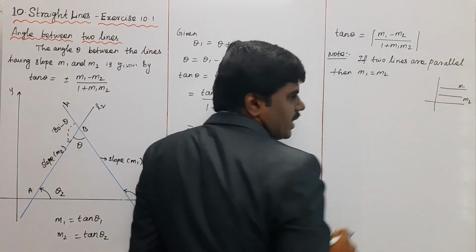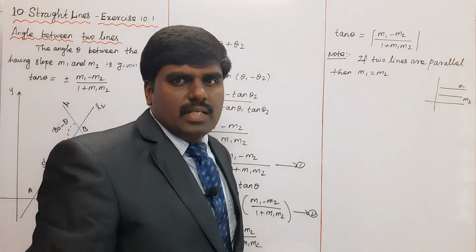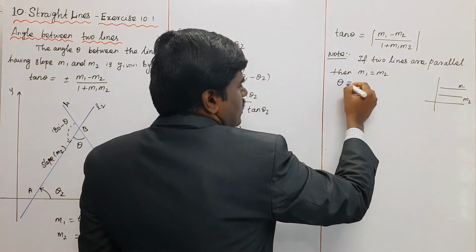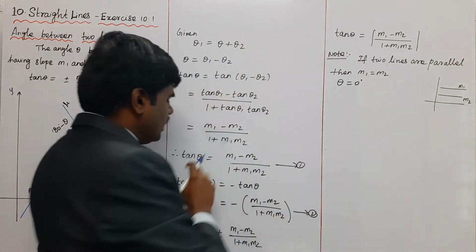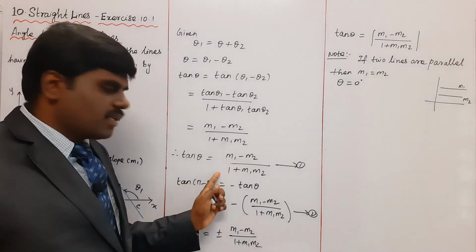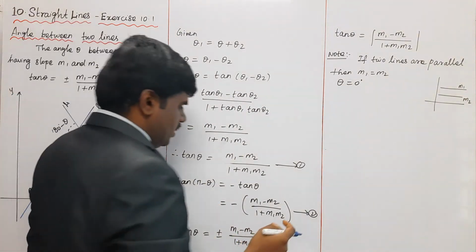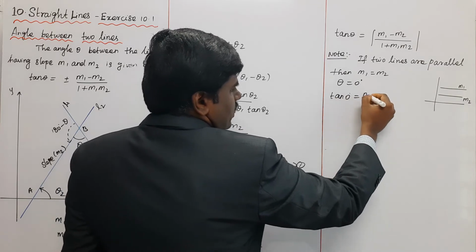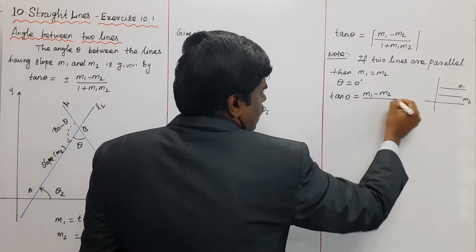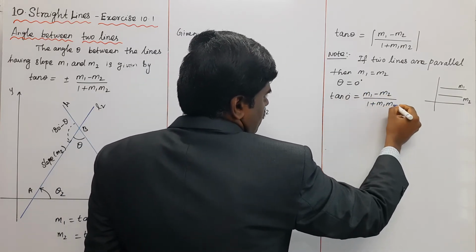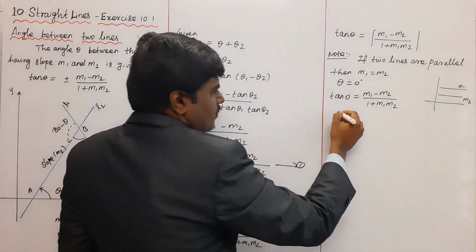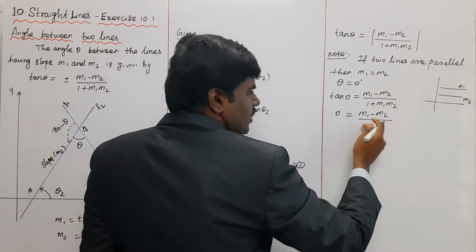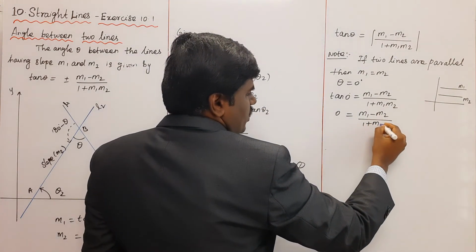The 2 lines are parallel means theta is equal to 0 degrees. So using tan theta is equal to M1 minus M2 divided by 1 plus M1 M2, tan 0 degrees is equal to M1 minus M2 divided by 1 plus M1 M2. Tan 0 is equal to 0, so 0 is equal to M1 minus M2 divided by 1 plus M1 M2.